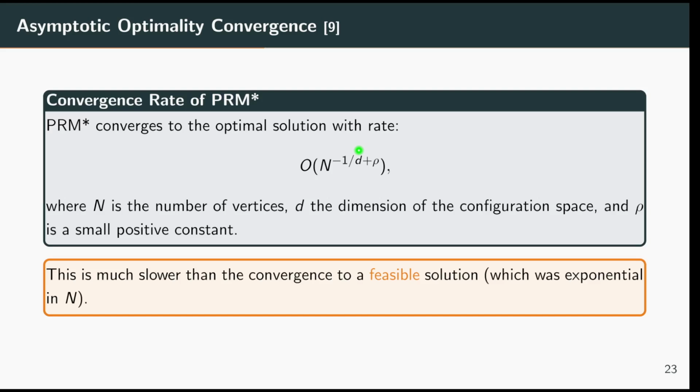Okay. Any question about convergence rates?